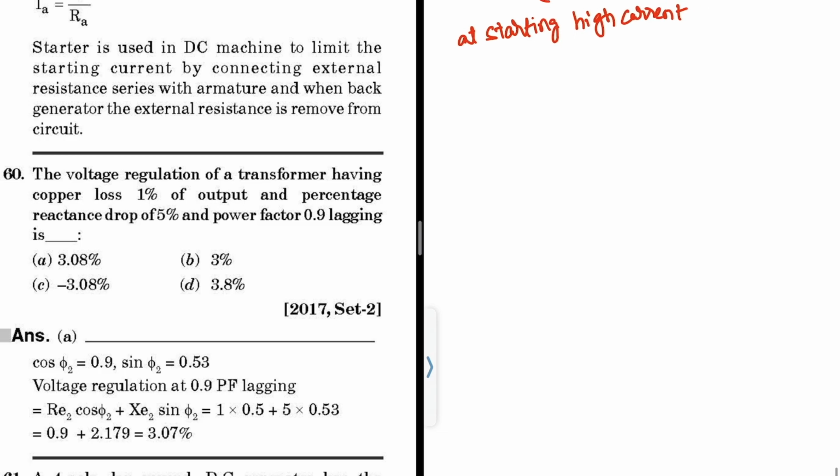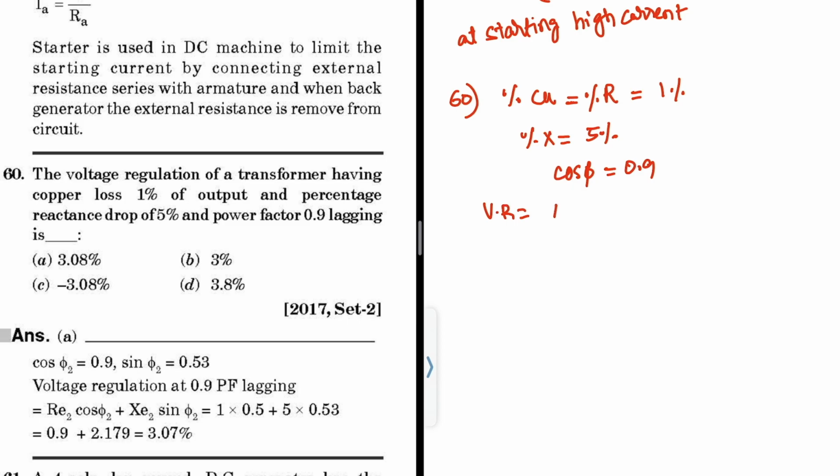Okay. Coming to question number 60. The voltage regulation of a transformer having copper loss. Generally, percentage copper loss is equal to percentage R. It is given as 1%. Percentage X is given as 5%. And the power factor cos phi is given as 0.9. So they ask for the voltage regulation.